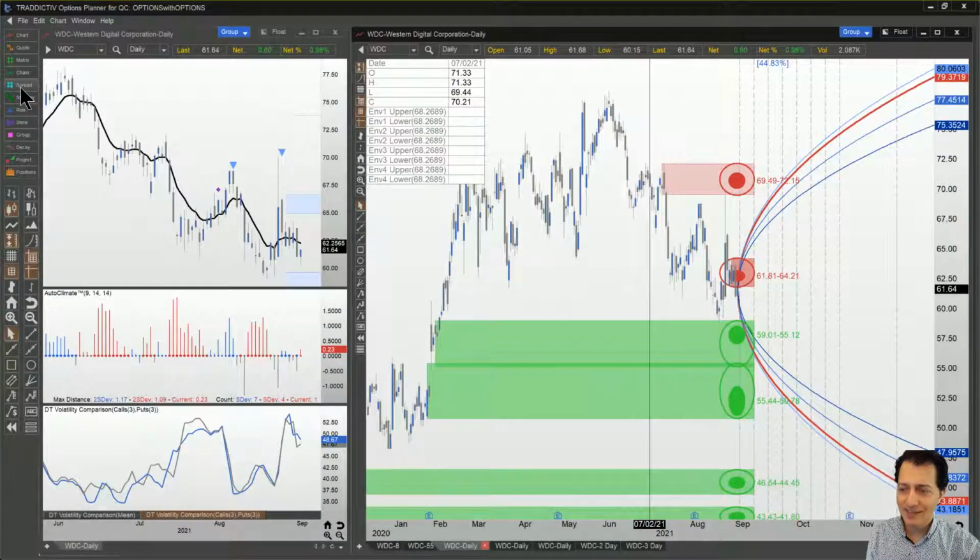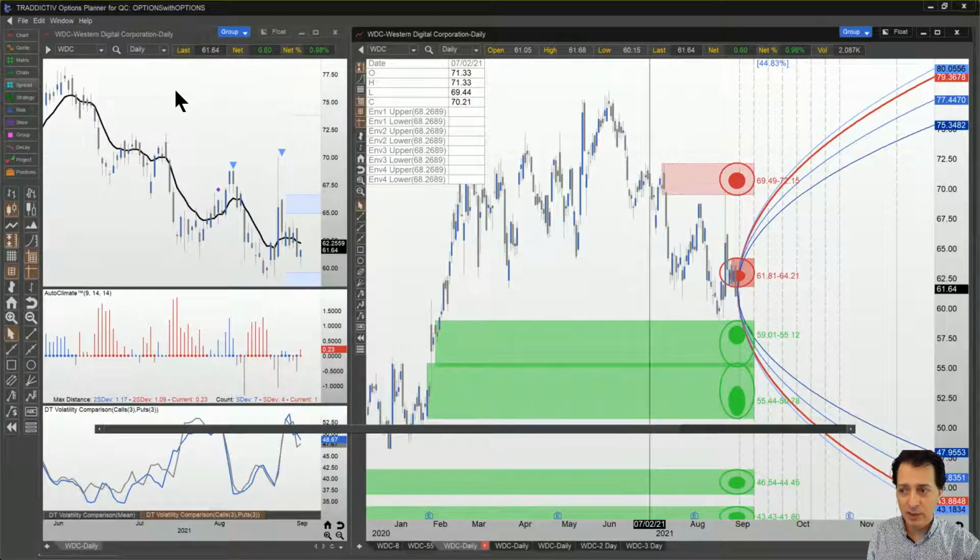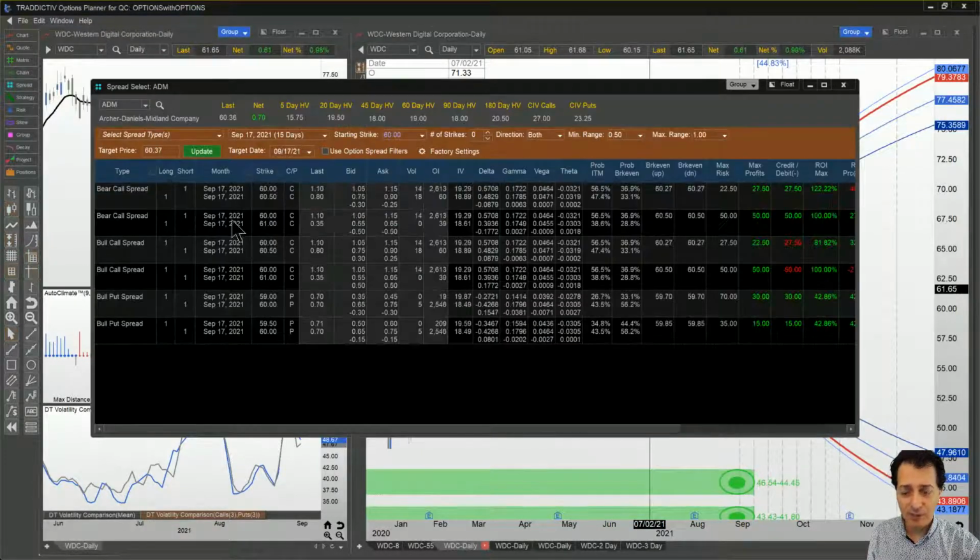Okay, let's say UFOs never existed, right? Let's plan the trade only based on probabilities and forget about the world. So how can you do that? You can do that with a spread select, okay, which is what I'm going to do.